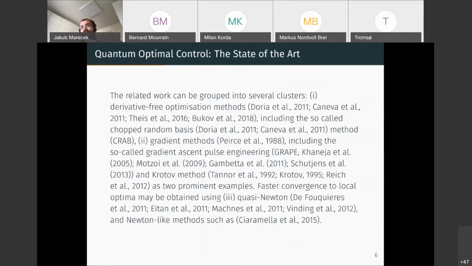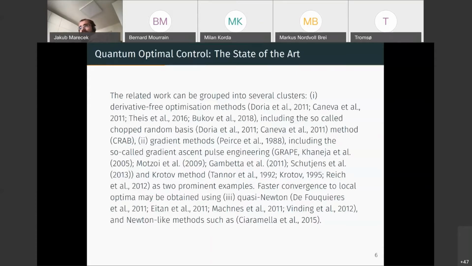We have a substantial discussion of related work in the paper and arXiv. So maybe just to explain that there are lots of pre-existing methods. We essentially here on this slide and on the next slide cite papers which have maybe hundreds of citations each. So those are really well known in the field. And these can be grouped into several clusters.